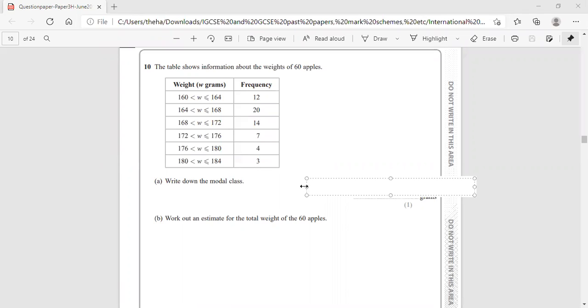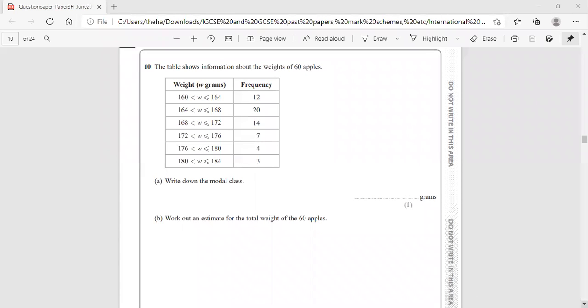So that's the most. So we could write down our answer as 164 is less than W, which is less than or equal to 168. I'm just going to put a less than sign because I do not have the other, but you would be expected to put the less than or equal sign there. And that's all you need to do to get that mark. So let's go down to part 2.